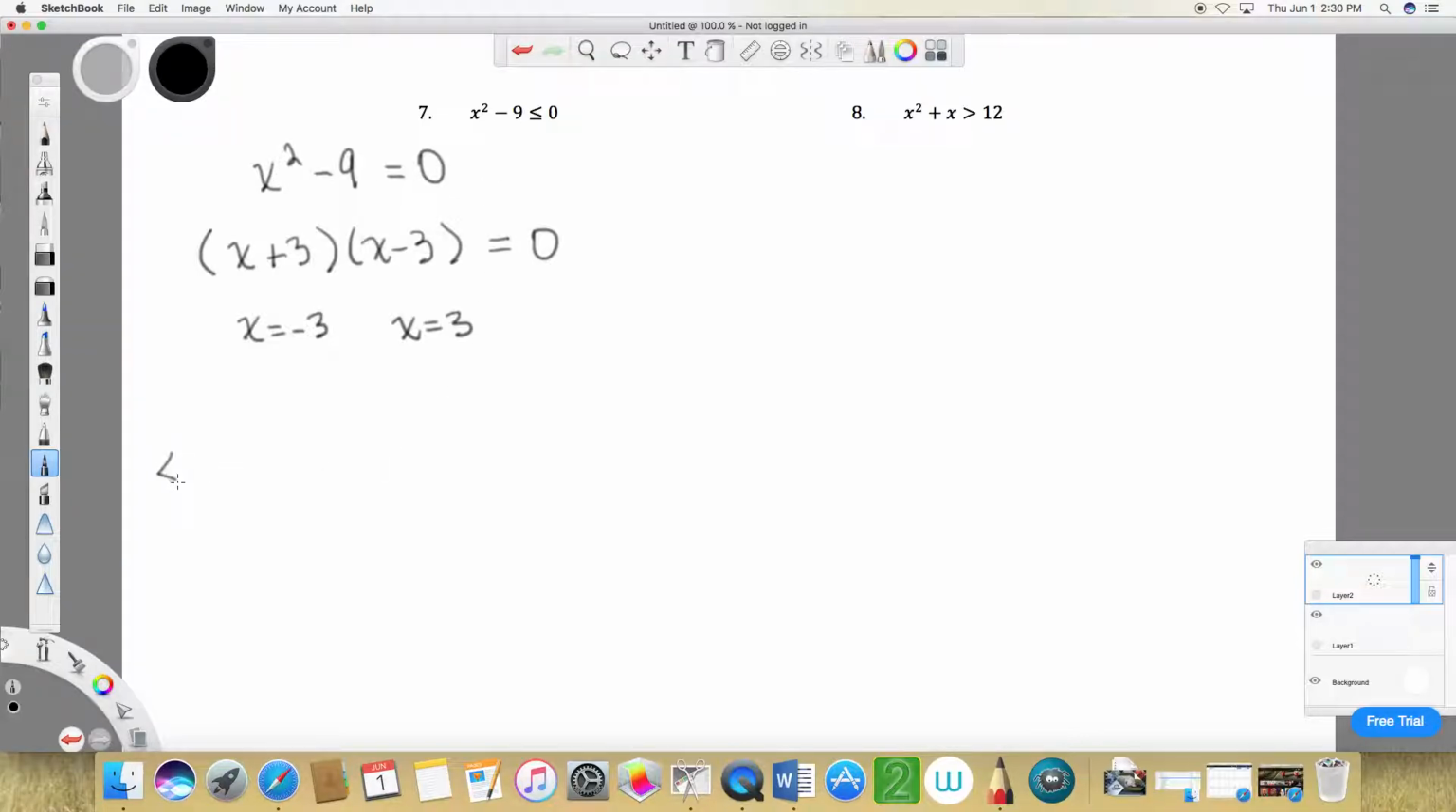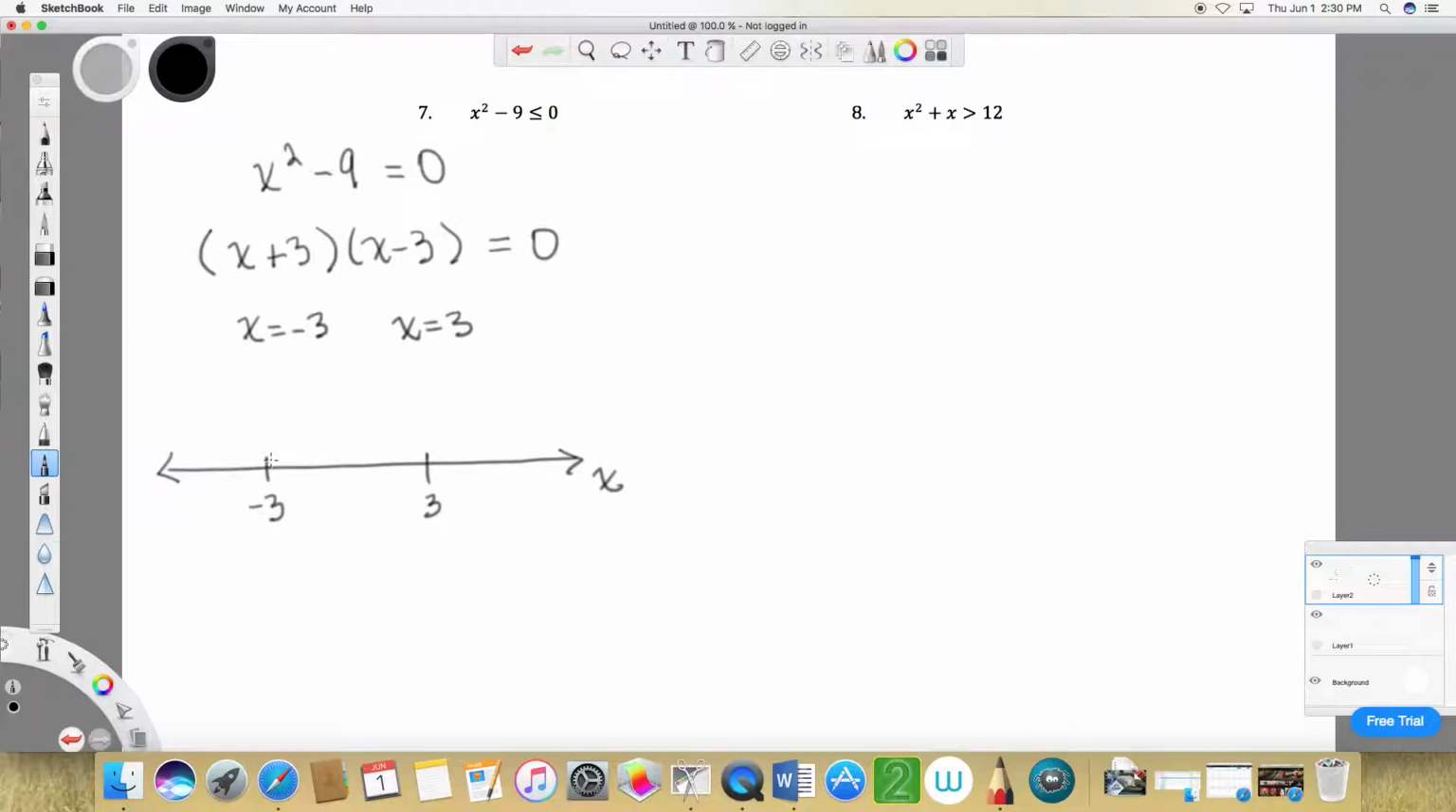So let's put that on an x-axis, on a number line, and we've got negative 3 and positive 3. These are often referred to as boundary points or critical points. If you look at other videos or have other people explain this to you, they may use various vocabulary words that you may not be familiar with.